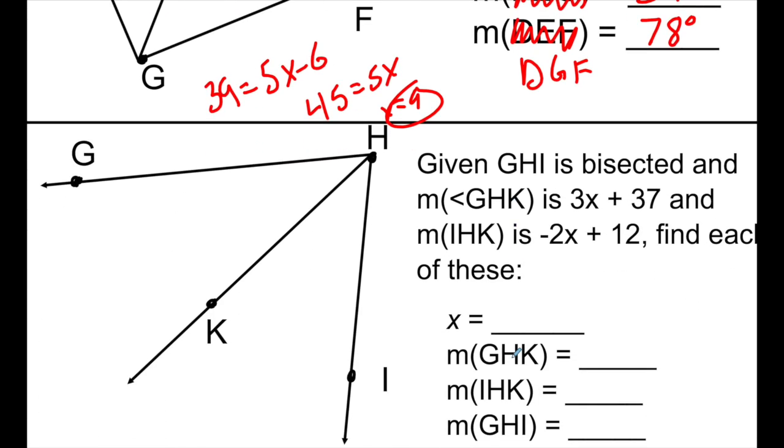All right, now given GHI is bisected and GHK is 3x plus 37 and IHK is negative 2x plus 12, find x, GHK, IHK, and GHI. You technically have to put a symbol there. Okay. So again, please take a moment, pause the video, try to solve and figure out these 4 blank spaces. And then when you're ready, unpause and I'll show you how to solve it.